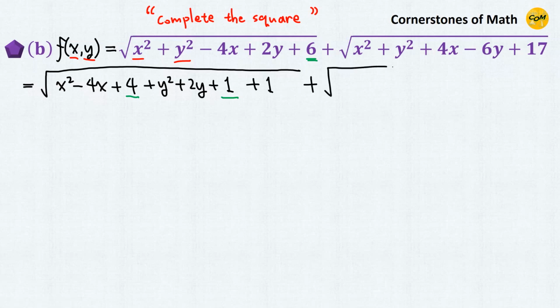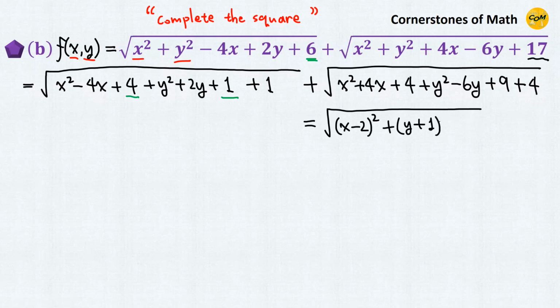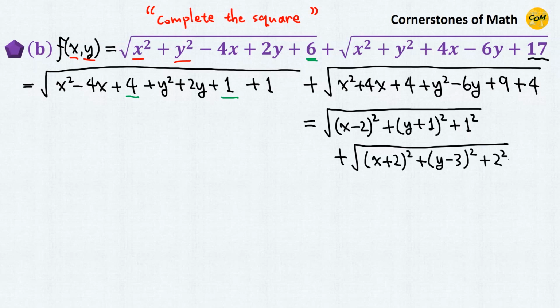And if we do similarly for the second radical, we have x squared plus 4x, so we add 4. Then we have y squared minus 6y, so we add 9. And in order to make 17, we need plus 4. So, x squared minus 4x plus 4 is equal to (x minus 2) squared, and y squared plus 2y plus 1 is equal to (y plus 1) squared, and let us write 1 as 1 squared. And as for the second part, we have (x plus 2) squared plus (y minus 3) squared, and let us write 4 as 2 squared.